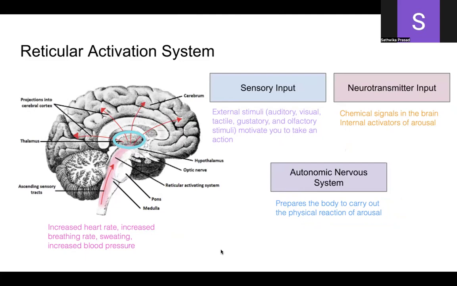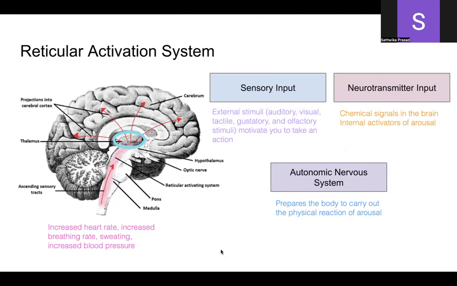And why that's important is because as you increase the amount of blood flow, it allows you to move and provides nutrients for the rest of your body. Increased breathing rate. Again, it's allowing for more oxygen to enter the body so that you have more nutrients for your limbs that allow you to execute your state of arousal.